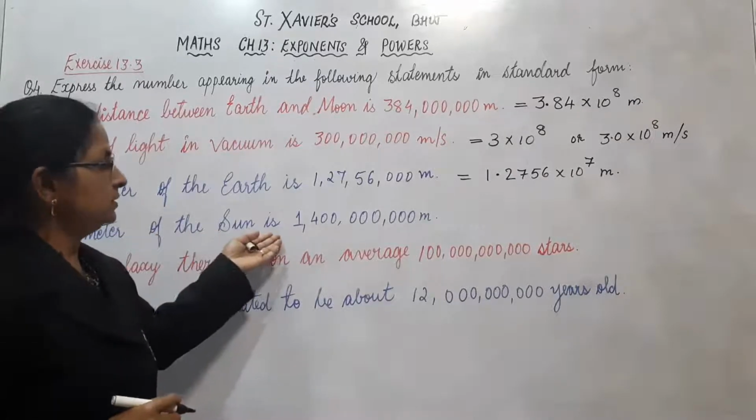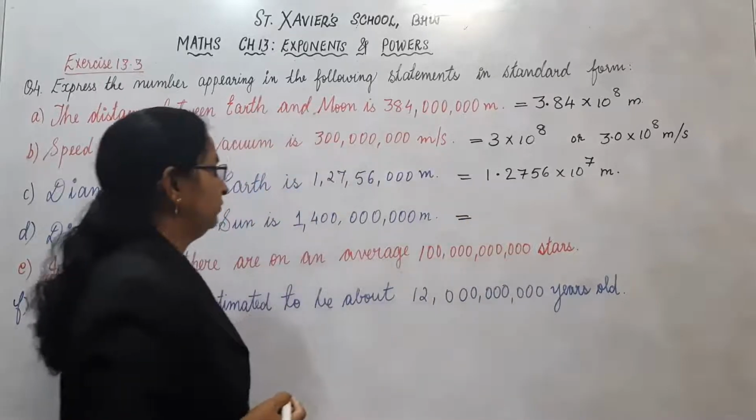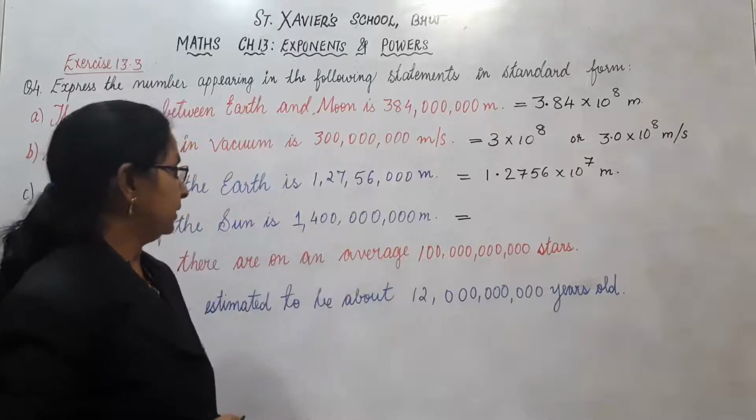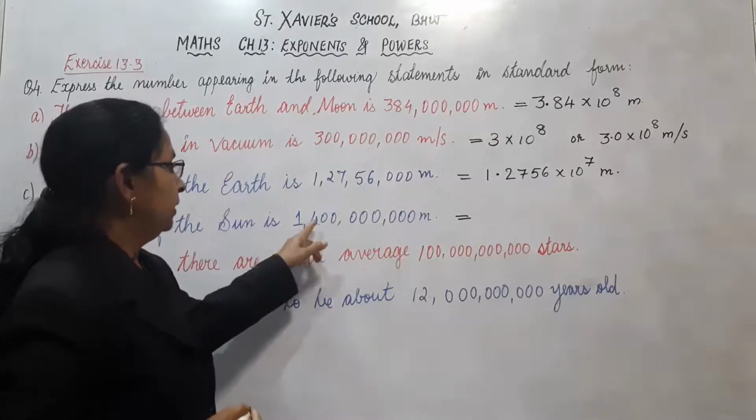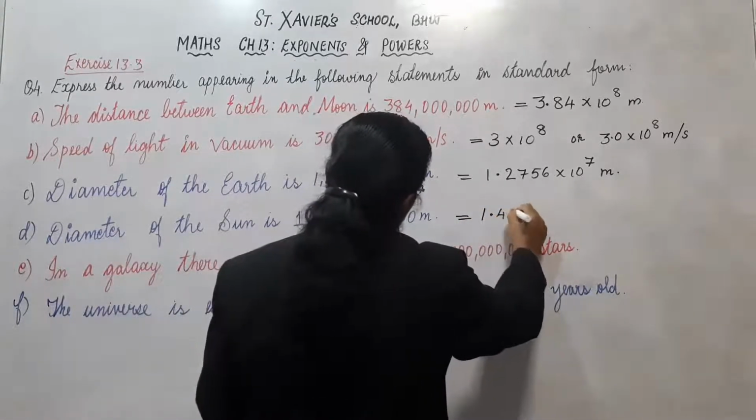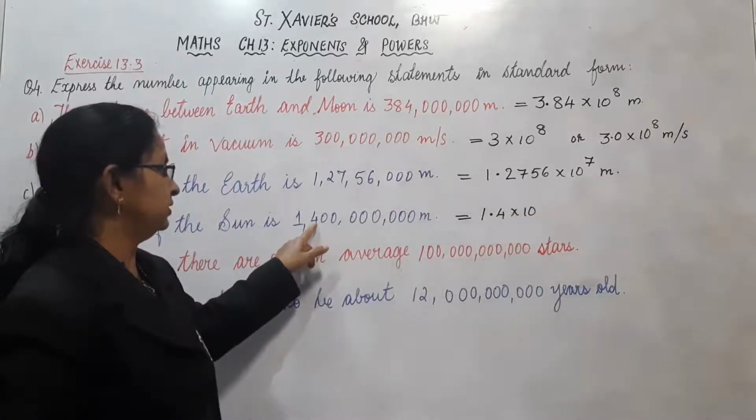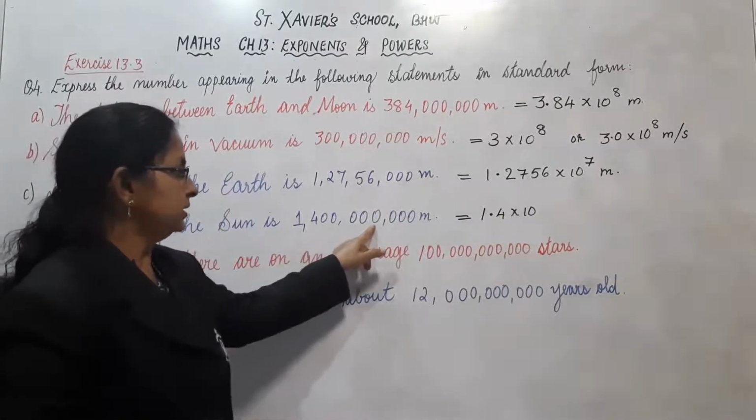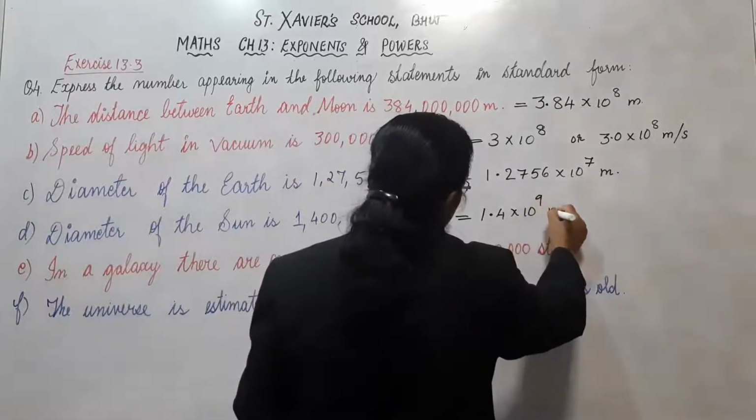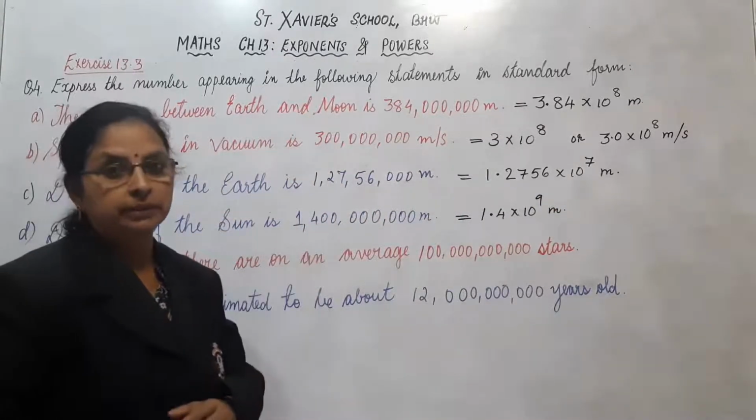Diameter of the sun is so and so. Let's write it. Long numbers are very difficult to read, so better we can write it in standard form and then read it. Here 1.4 we have to write. 1.4 into 10 raised to, now power we have to calculate. After 1 count the number of digits. 3 plus 3, 6, 6 plus 3, 9. So 10 raised to 9 meter. I hope now you understand how to write the power.